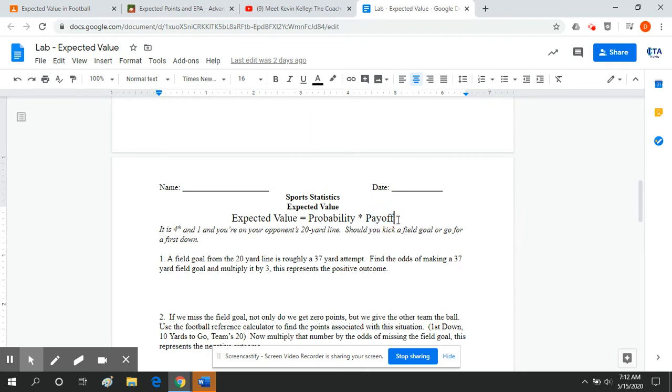So, for example, a field goal is worth 3 points. If you only have a 50% chance of making that field goal, then the expected value of that decision is only a point and a half. You can't count on the full 3 points because there's a chance you might miss it. So it's taking into account the probability that you'll be successful or not successful when making a decision and discounting the payoff based on the probability that it will actually happen.